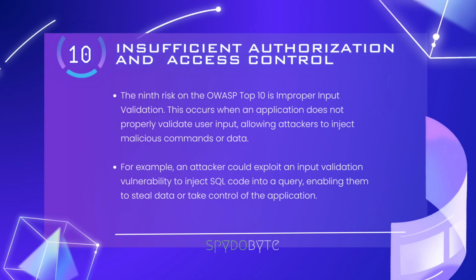10. Insufficient authorization and access control. The final risk on the OWASP Top 10 is insufficient authorization and access control. This occurs when an application does not properly enforce access controls, allowing attackers to access sensitive data or functionality. For example, an attacker might exploit an authorization vulnerability to view or modify data that they should not have access to.